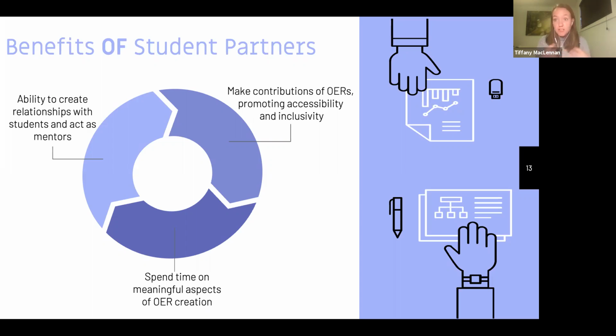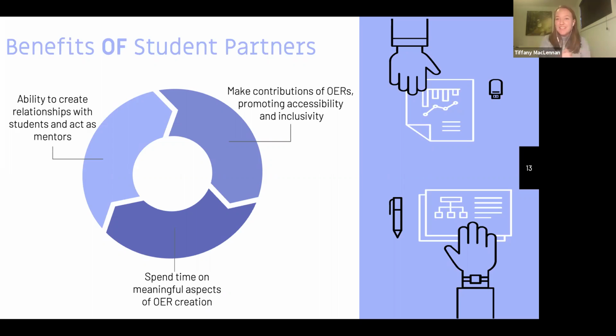So looking at faculties and librarians. What are the benefits that they receive from working through these processes? The first one is the ability to create relationships with students and act as mentors. One of the things that I hear often from the faculty that I work with is that what they do is for the students and that they love the input directly from their students, and being able to create relationships with their students and act as mentors acts as a really great kind of motivation to continue working on projects like these.